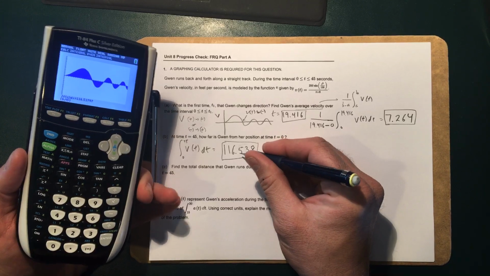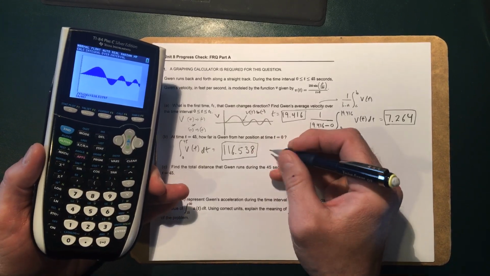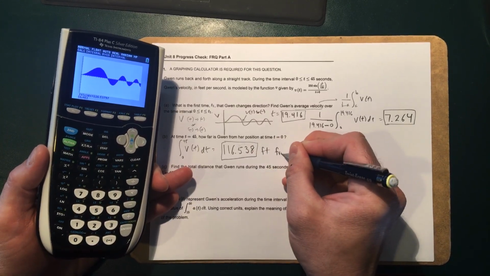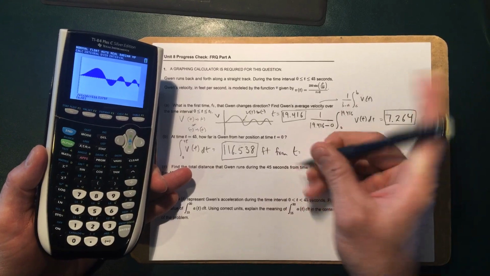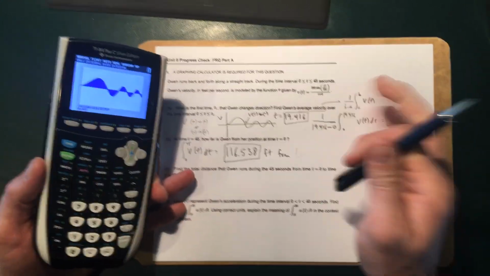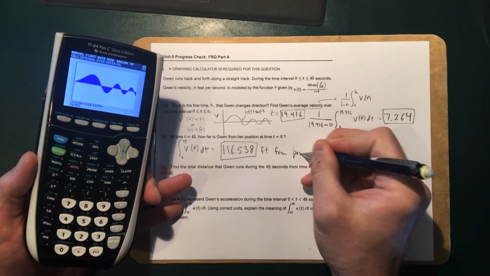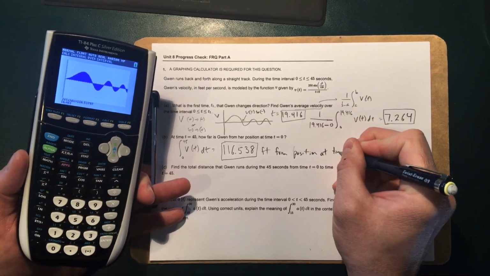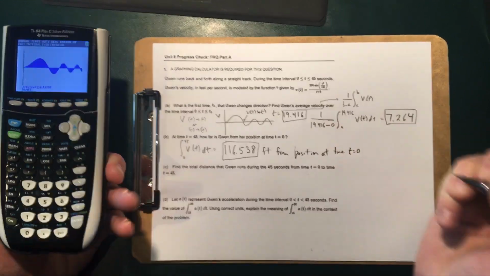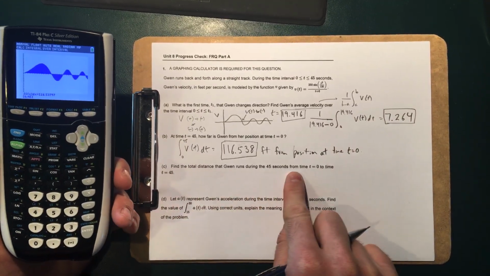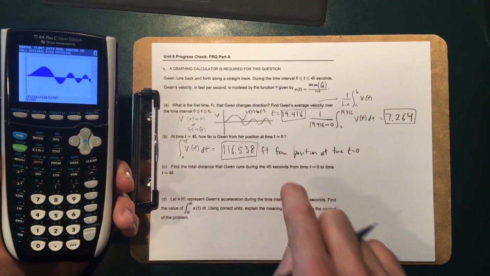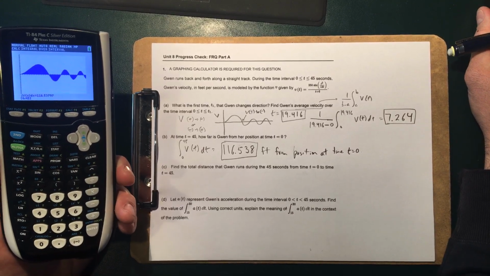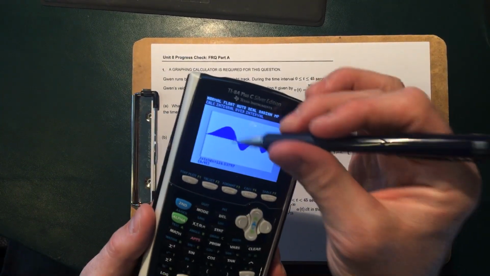Now that's interesting, because how far is Gwen from her position? She is 116.538-ish feet from her position at time 0. Find the total distance Gwen runs during the 45 seconds. Now this is great, because all we've got to do now is add all these together.